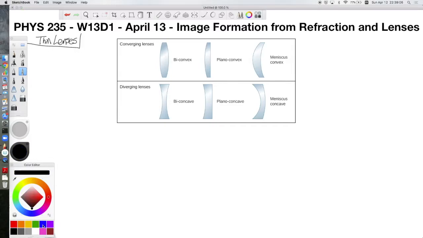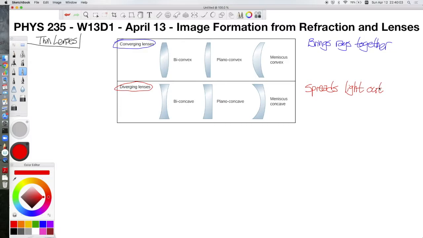There are two main kinds of lenses: converging lenses and diverging lenses. That's based on what the lens does to various light that's coming into it. When light comes into a converging lens, after it passes through the lens, the path of that light will be brought closer together. And diverging lenses, on the other hand, will spread light further apart.